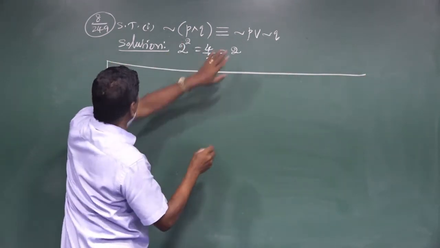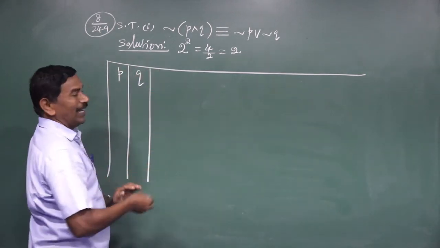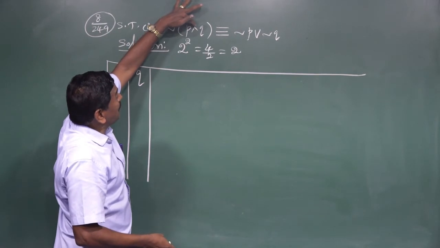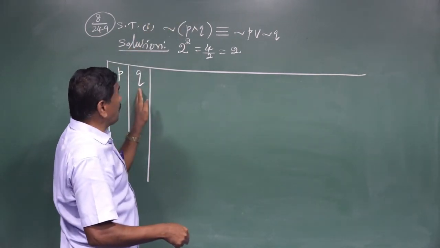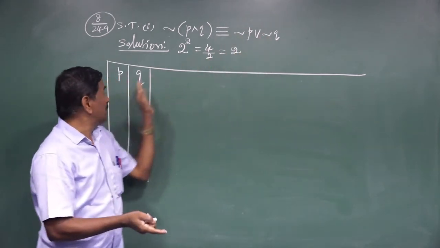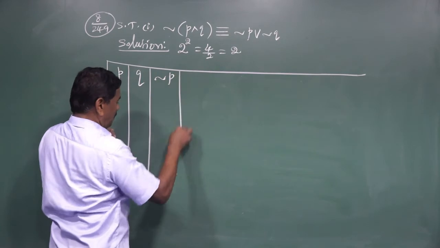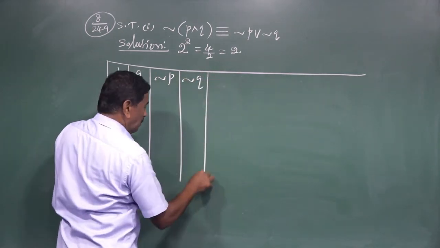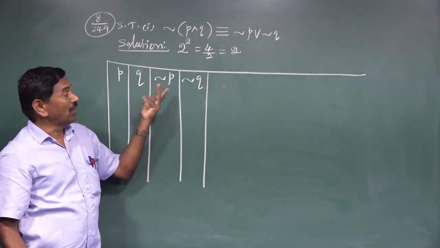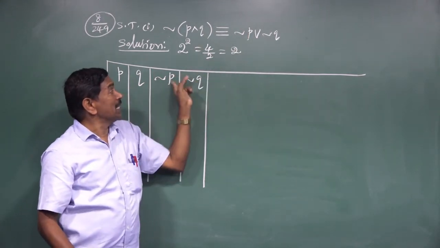See, first P, Q. The first column is P, the second column is Q. Next, I want to complete the bracket, and before the bracket, P and Q are completed. Next, identify negation P and negation Q. Since they are available, you write them in the next columns. In the earlier question there was no negation P or negation Q, so we did not write them. But here, after P and Q, negation P and negation Q are also available.